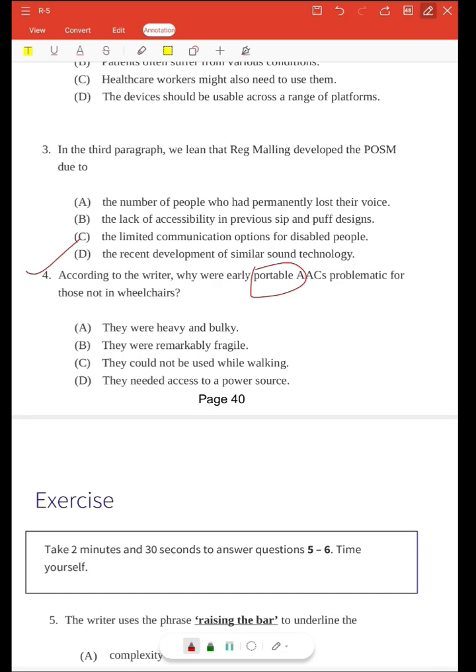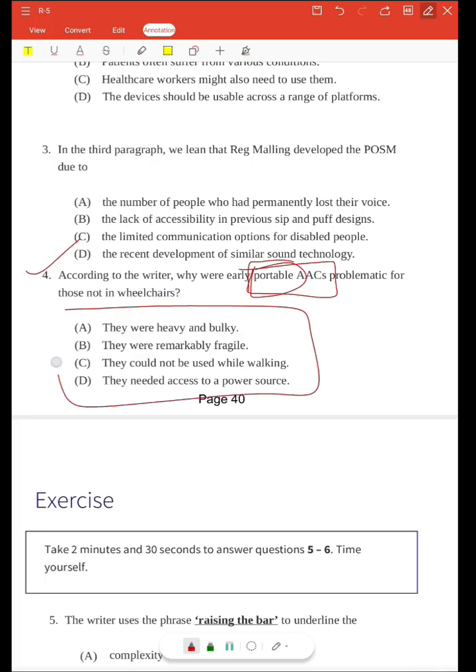You need to understand the word. Why is it written? Every word has its significant meaning. Why were early portable AACs problematic for those not in wheelchairs? A person who is bedridden, maybe we can just assume a person who is bedridden and also who has lost his voice. Why is it difficult? What is difficult? Portable AAC. Why is it difficult for patients who are not in wheelchairs?